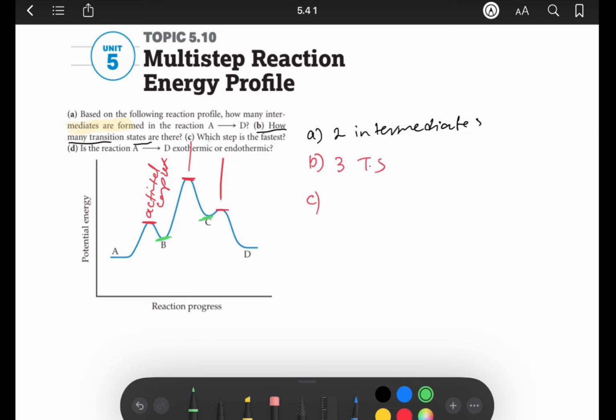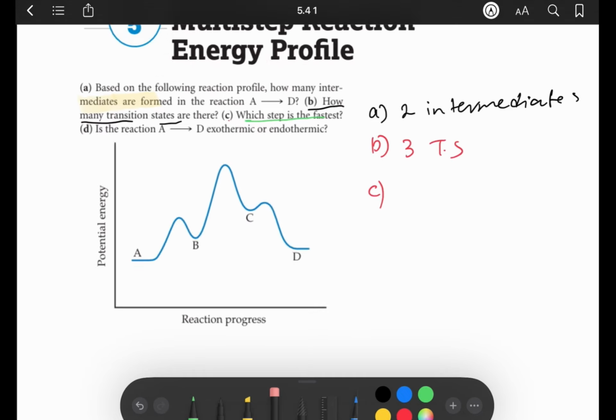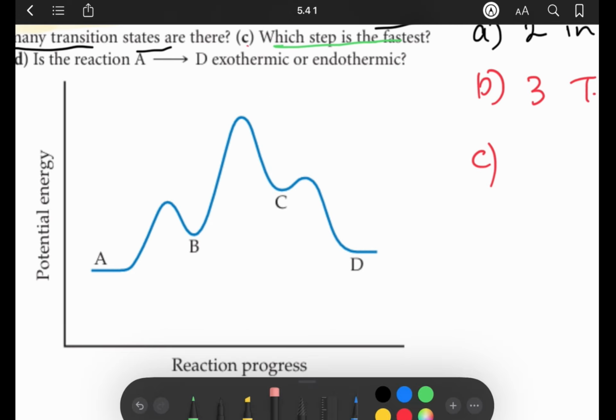C asks, which step is the fastest? I just want to get closer to this one here. Keep in mind that whether a step is slow or fast is based on the activation energy. The activation energy for the first step is represented in this form, here it's represented in this form, and the last one is represented in this form.